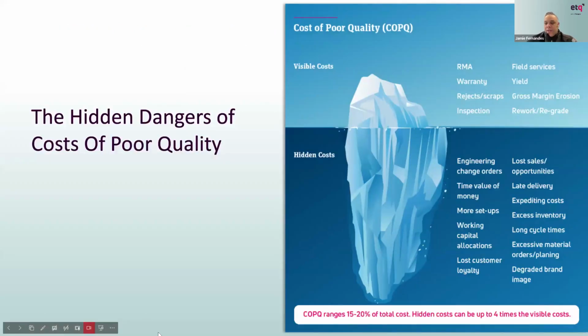Thanks. And so the hidden dangers of poor quality, right? So those hidden costs, it's above and below the waterline. So we talked about those visible ones, right? But what else is there? Lost sales opportunity, degraded brand image.